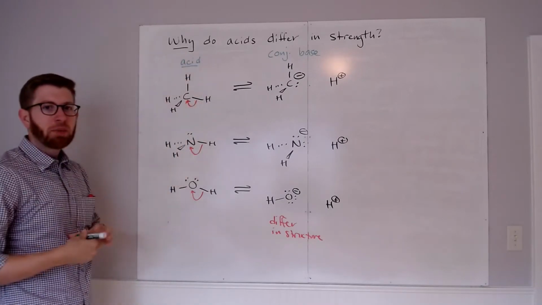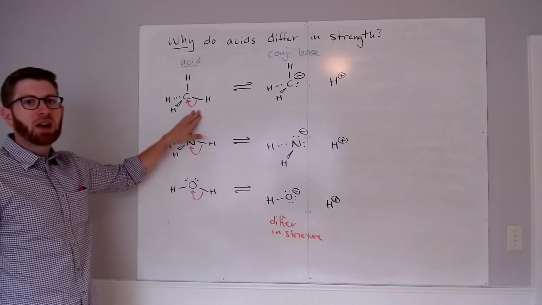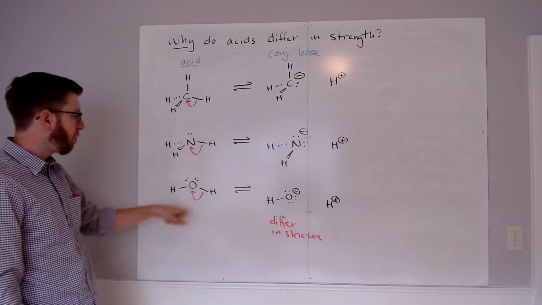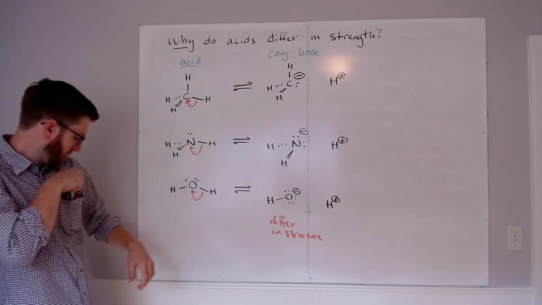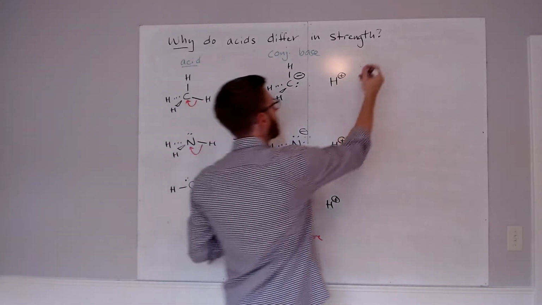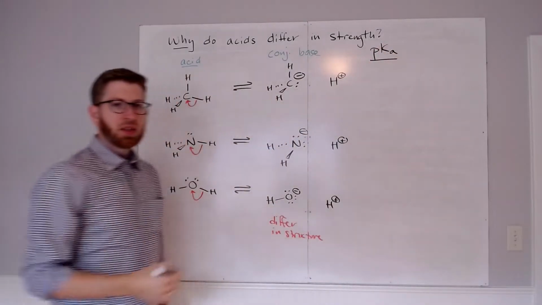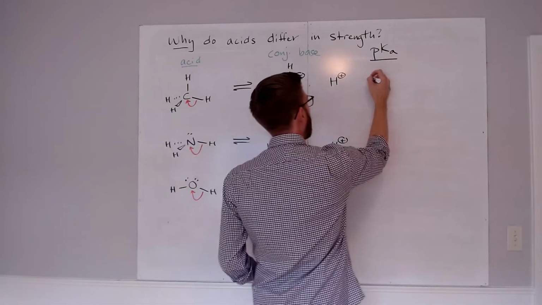So if I were to write a pKa, it would be for one of the hydrogens of methane, or for one of the hydrogens of ammonia, or for one of the hydrogens of a water molecule. Okay, so here are the pKa values. Some of these are estimates, right? So treat them as approximate.